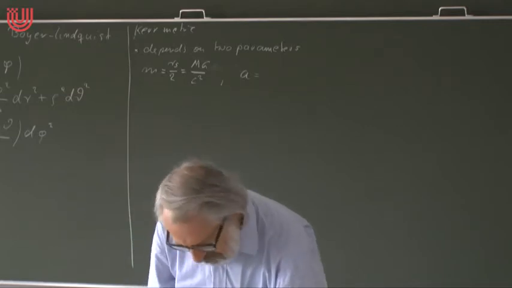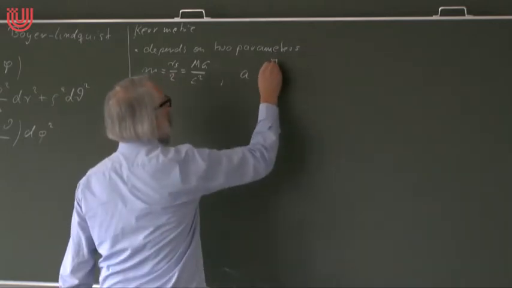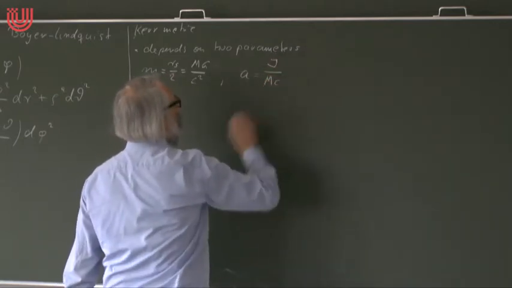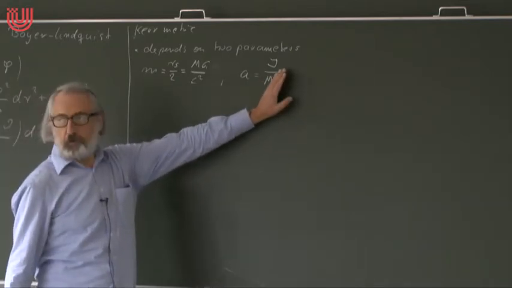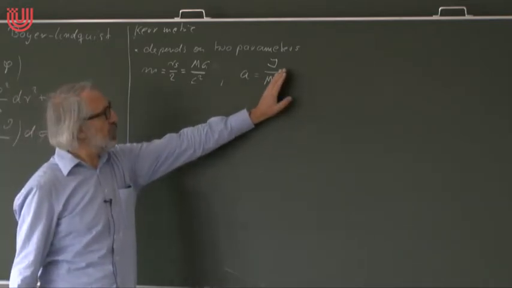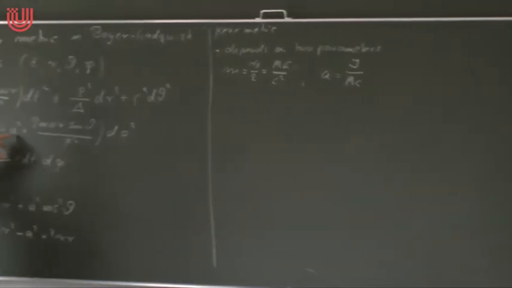The J over MC? Yes, here, J over MC. So J is the angular momentum in proper units, and I divide by mass. This is what one would call the specific angular momentum: angular momentum divided by mass. And in order to make it into a length, I put a C in the denominator, and then also A is a length. You see, A and M must have the same dimension. Yeah? A is also a length.